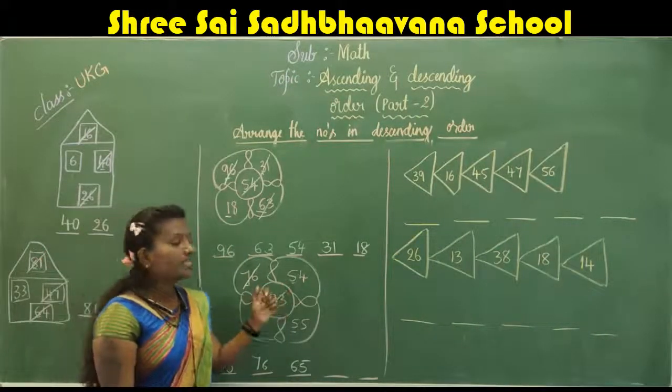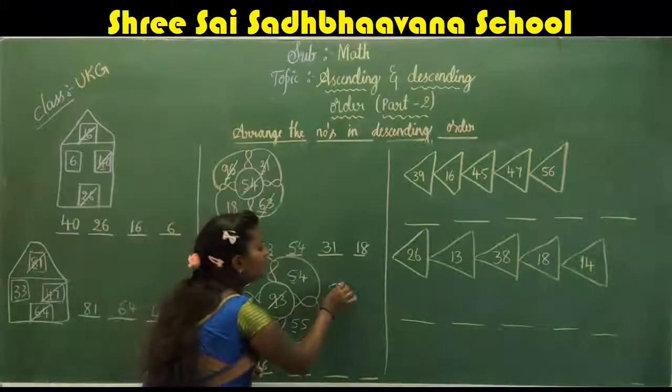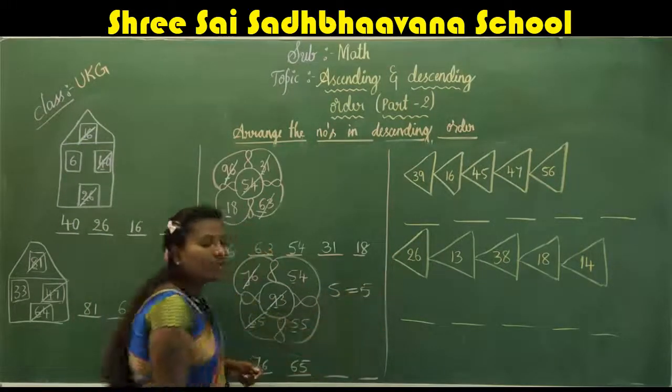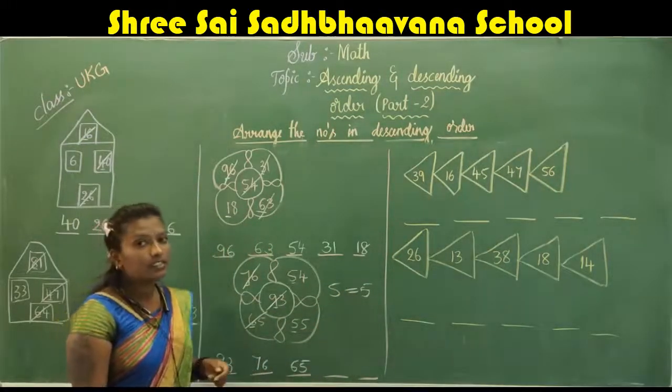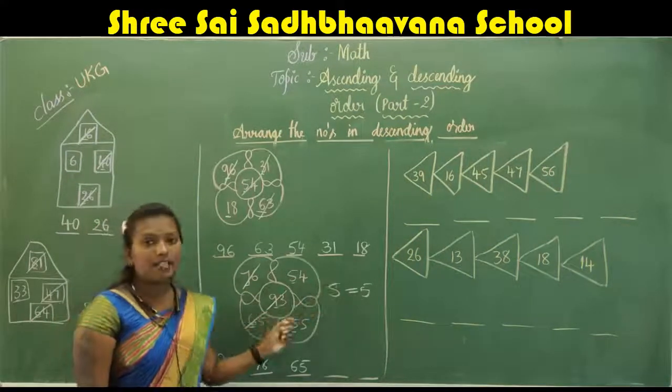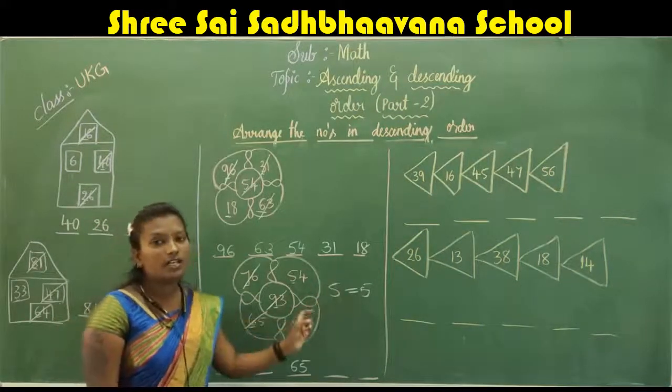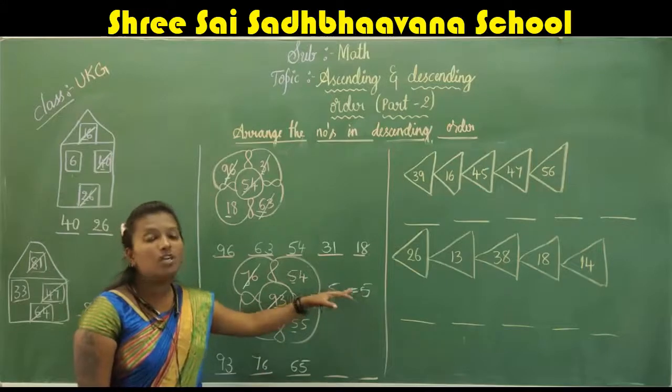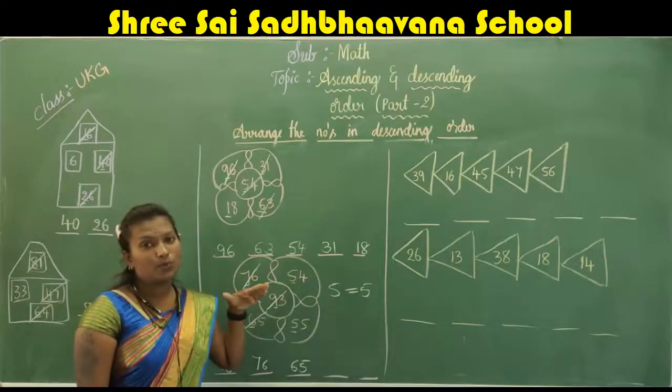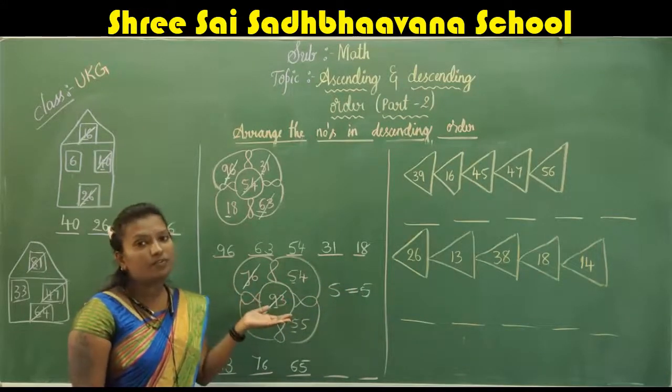So children, here also 5 is there, here also 5 is there. 5 is equal to 5. Correct? Appropriate sign. Here also they are given 5, here also they are given 5. So we have to use the appropriate sign, meaning equal. 5 is equal to 5.